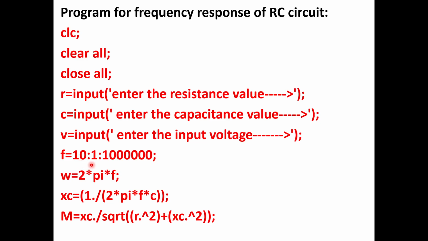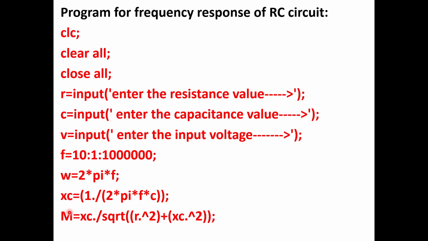F equal to 10 colon 1 colon approximately 10 lakhs. I have taken the frequency range of 10 lakhs. So the frequency will vary from 10 to 10 lakhs with steps of one, which means after 10 the second reading is 11, 12, 13, 14 up to 10 lakhs. And we know that if we know the frequency, you can calculate the angular frequency. Here W means omega, the angular frequency. Omega equal to 2 into pi into F.